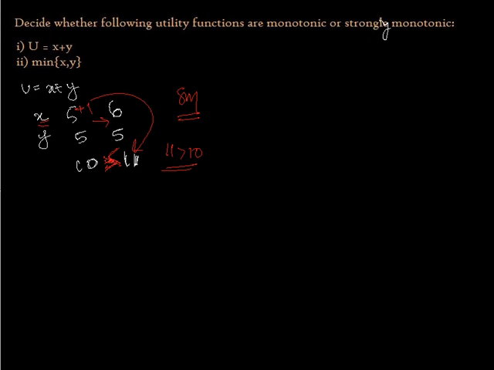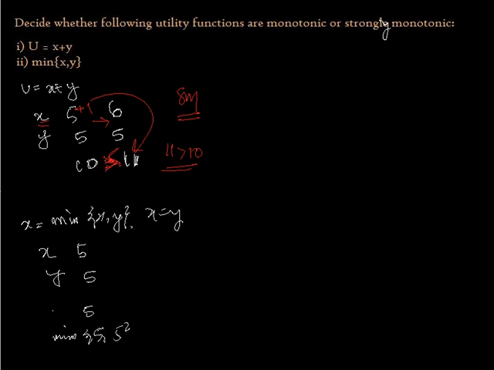Now the other one, u is equal to min of x, y. So you have your x and y given to you. Remember that you will have to have some idea of where exactly consumption would lie, otherwise you'll be confused. So its consumption would lie at x equals y only. So we'll start with say 5, 5. Our total utility in this case would be equal to 5, because min of 5, 5 is 5.